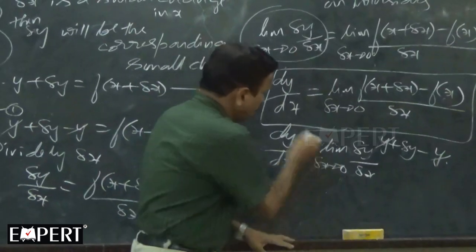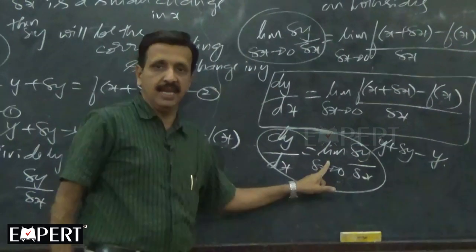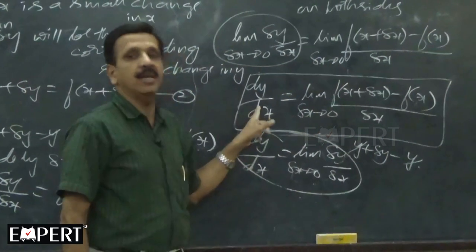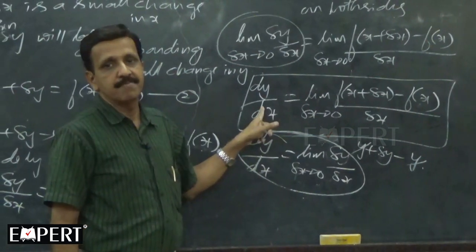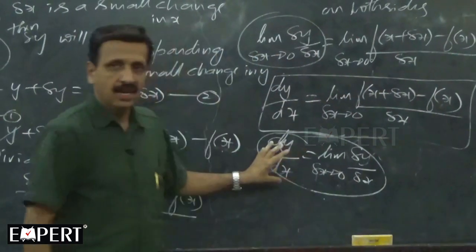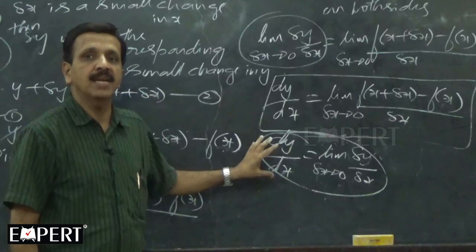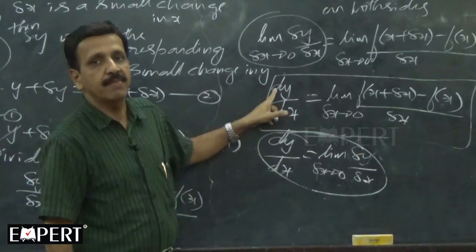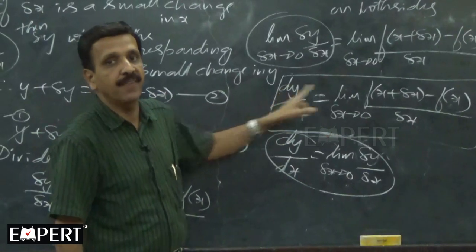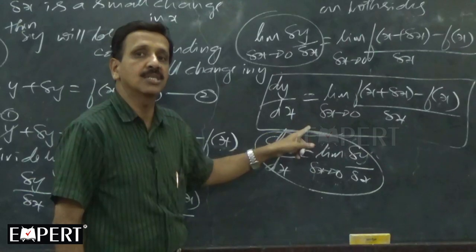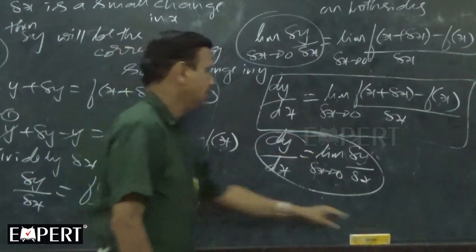This is the expression to know what is dy by dx, and this is the expression to find out dy by dx. Okay. So, what you need to remember is this one, dy by dx is limit of delta y by delta x when delta x tends to 0, and this one, dy by dx is equal to limit of f of x plus delta x minus f of x divided by delta x when delta x tends to 0. Okay.